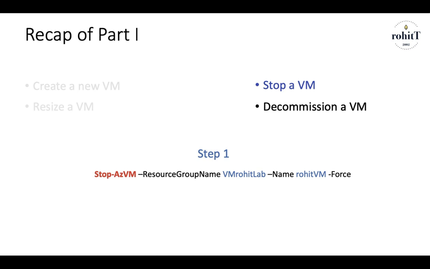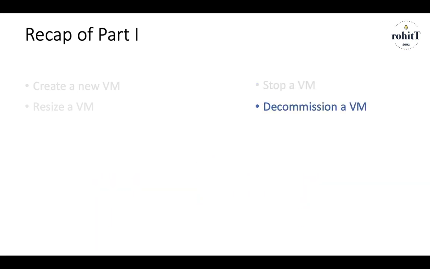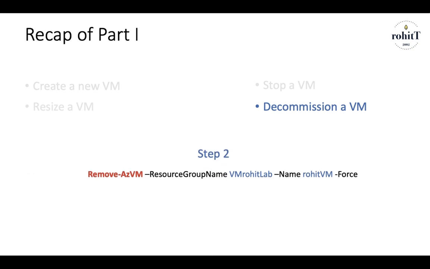Yeah. So now, if you want to decommission a VM, then again it's pretty simple. Definitely we have to first stop the VM. The same command, stop AZ VM, resource group name, and which particular VM do we want to stop. Provide the name with a switch hyphen force, and the moment we see that the VM has been stopped, then we can use this command, remove -az VM, followed with resource group name and the VM name hyphen force to remove it.